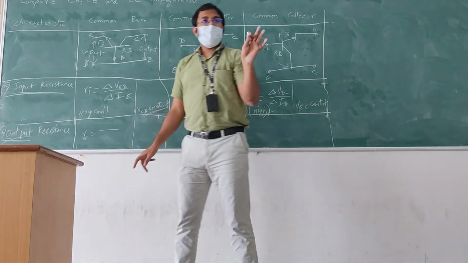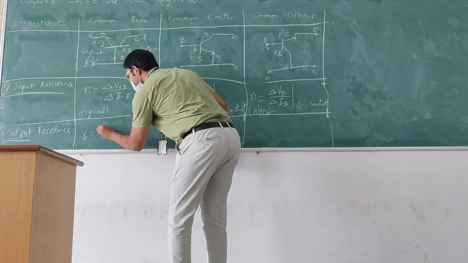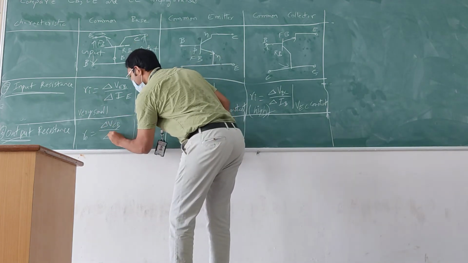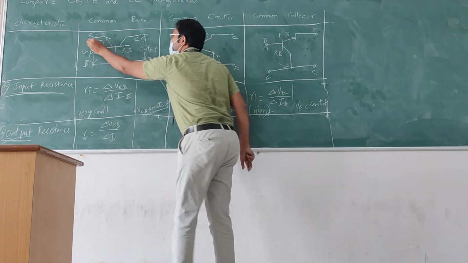Output voltage, we have to identify. So what is this? VCB. del VCB by del IC. What constant? IE.